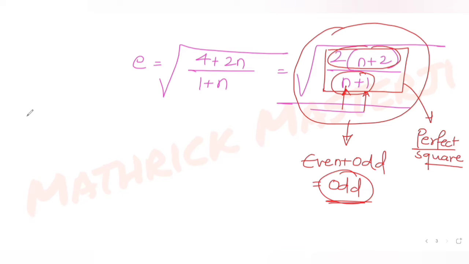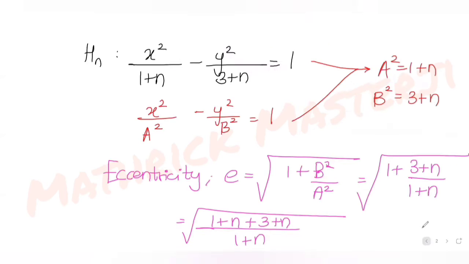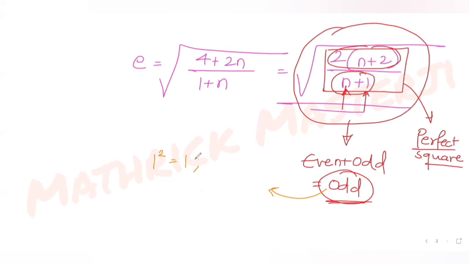If I talk about the odd perfect squares, we start off with 1, the first odd number, and 1 square is 1. To have a denominator 1, n should become 0, but we have been told that n belongs to natural numbers. So when 1 square is 1, n should be equal to 0, but that's not possible according to the condition given.